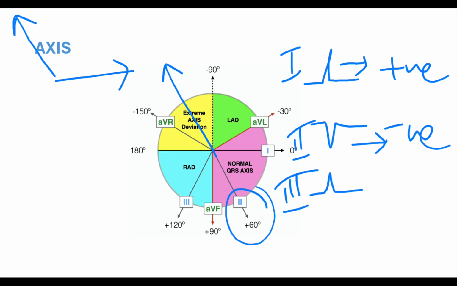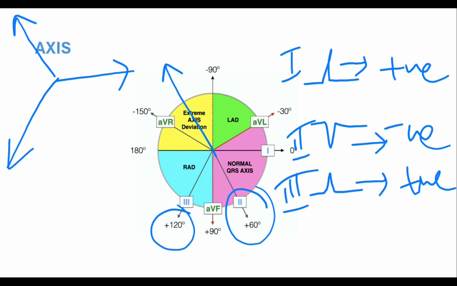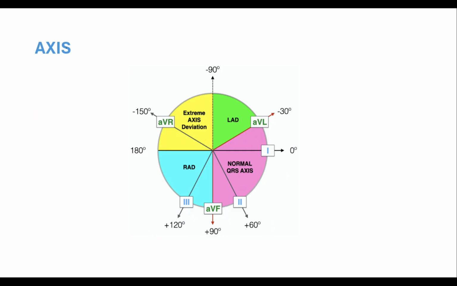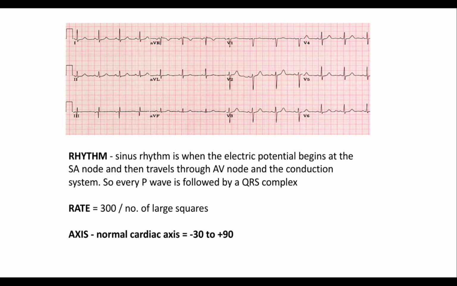Lead 3 again here is positive. So it's going to be positive. That means it is normal. That is like this, along plus 120 degree. Now, how do you calculate the resultant of all these three? Just like how I have given you.